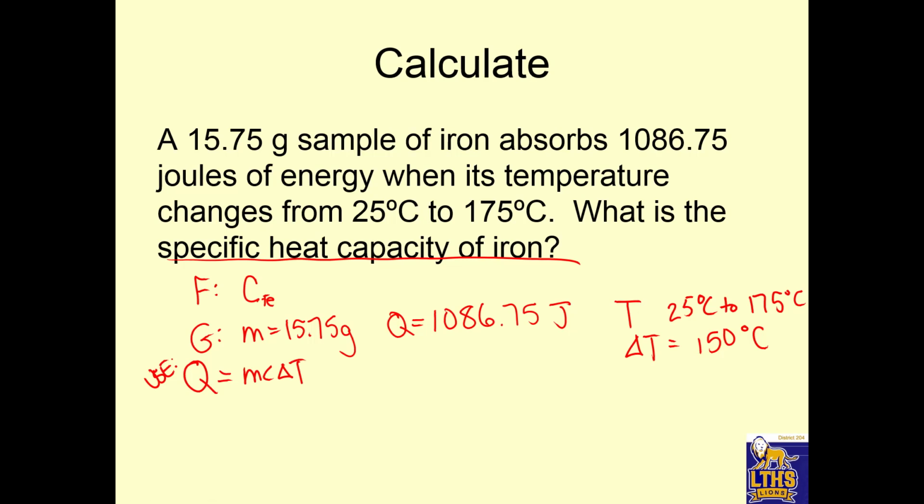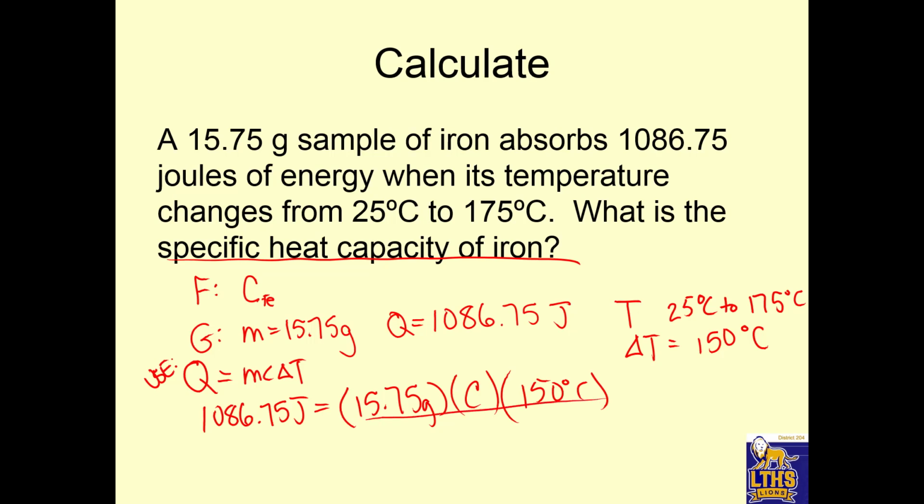Okay. So what is the Q? The Q is 1086.75 joules. The mass is 15.75 grams. The C is what we're looking for. And the temperature change is 150 degrees Celsius. So we got to get rid of the 15.75 grams and the 150 degrees Celsius. Goodbye, goodbye. So now we have C equals 1086.75 divided by 15.75 divided by 150.